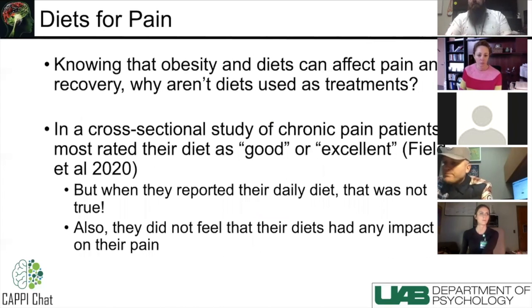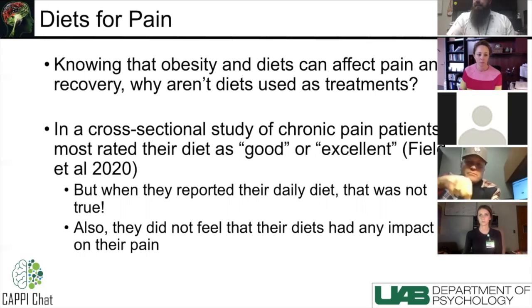So, knowing that obesity and diets can affect pain, why aren't they used more as treatments? Well, it comes down to the fact that people don't think that their diets are bad, even when they are. So, this was a really interesting study that came out last year. This was a cross sectional study, which just means they asked people once. These were chronic pain patients, and they were asked to rate their diet on a scale of terrible to excellent. And most of them rated their diets as either good or excellent.